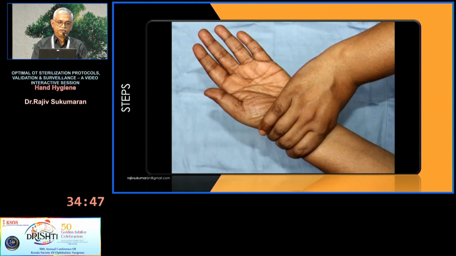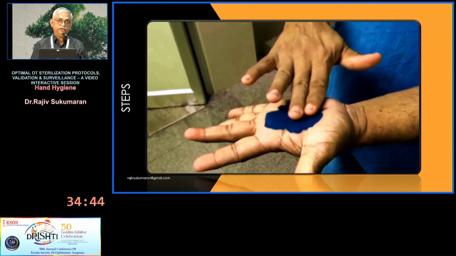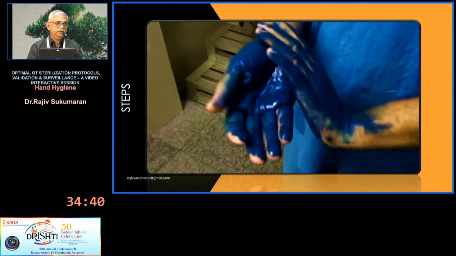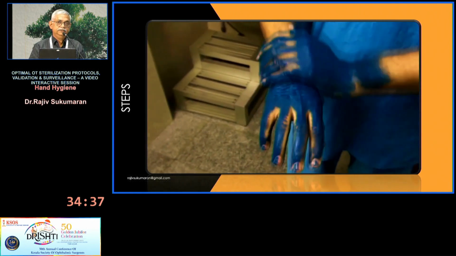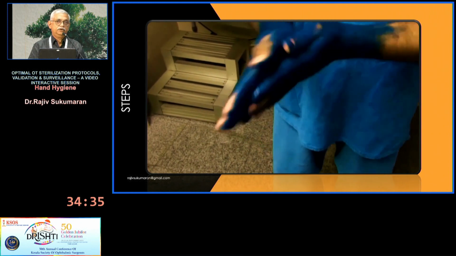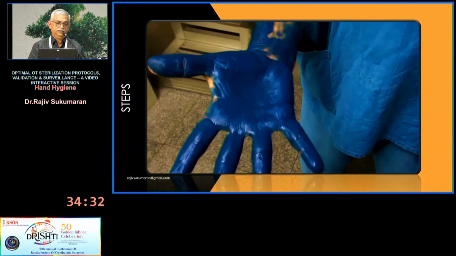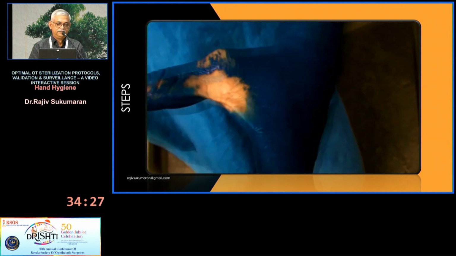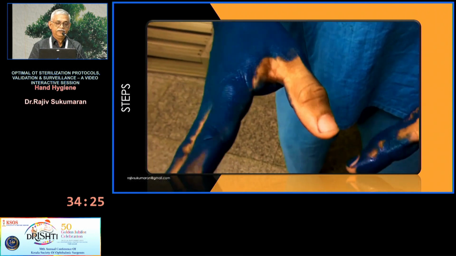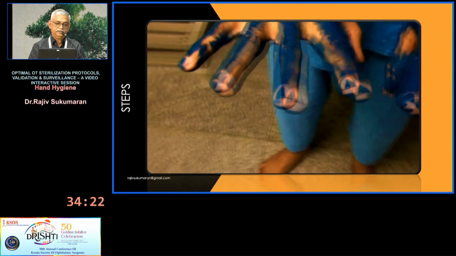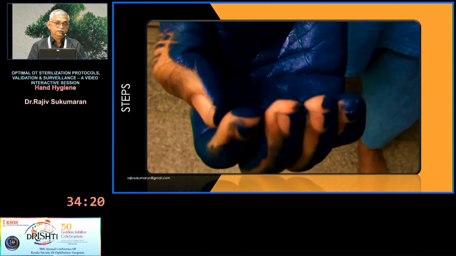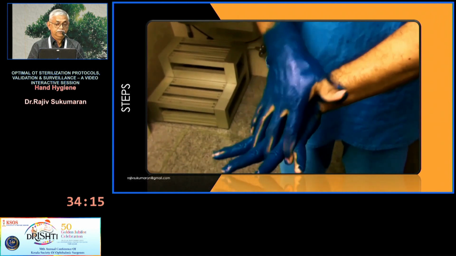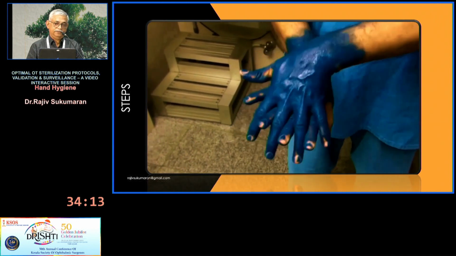Of course, the arm is also covered, but why we need to do these steps is being explained here using watercolor. See, when we rub using watercolor, this is not following the steps described. If you look carefully, the web spaces are not covered at all, which is very dangerous. The prominent thumb is not covered, the entire web space is not covered. So if we follow all the steps described in the European norm, see what's going to happen now.